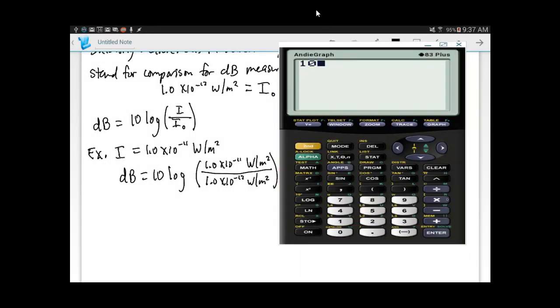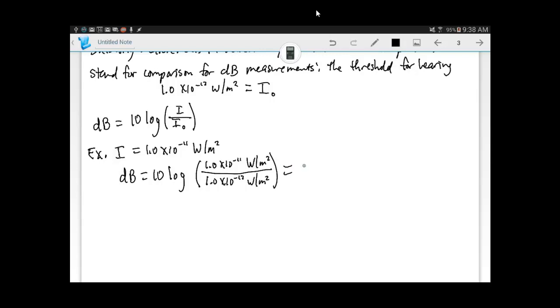So if we did 10 times the log of 1 times 10 to the power of negative 11 divided by 1 times 10 to the power of negative 12, of course. Well, I'll just tell you the punchline. This actually ends up being 10 decibels. So what we've done with the intensity is we've increased it by tenfold. So it's 10 times greater intensity, and it causes a decibel increase of 10.